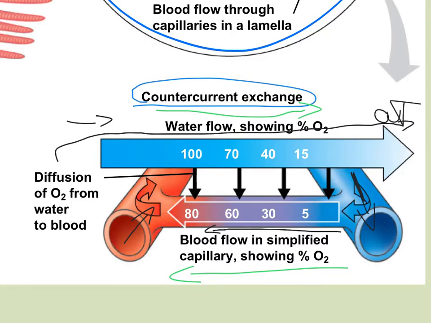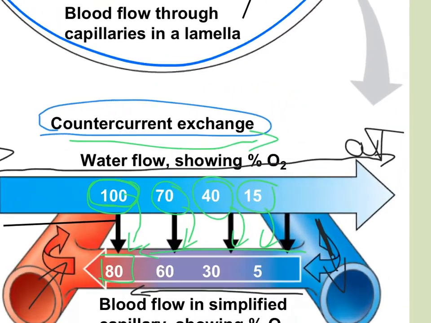Why is that? You know that oxygen diffuses from high to low. So when the water first comes in, it has all its available oxygen. Okay, in the blood right here, the blood's been collecting oxygen from over here, so it's at its highest amount. So oxygen will still diffuse from water to blood. And if you keep going down the line, oxygen will still go from high to low.